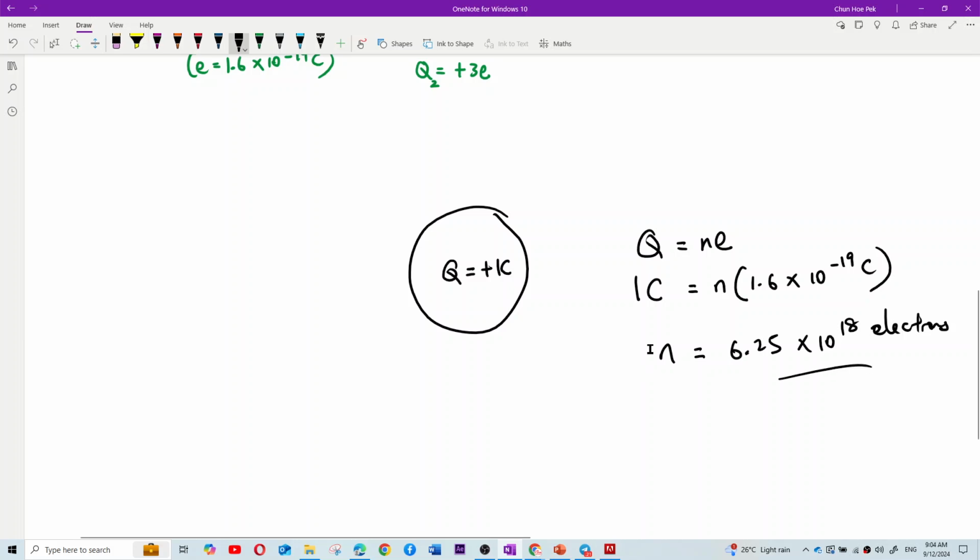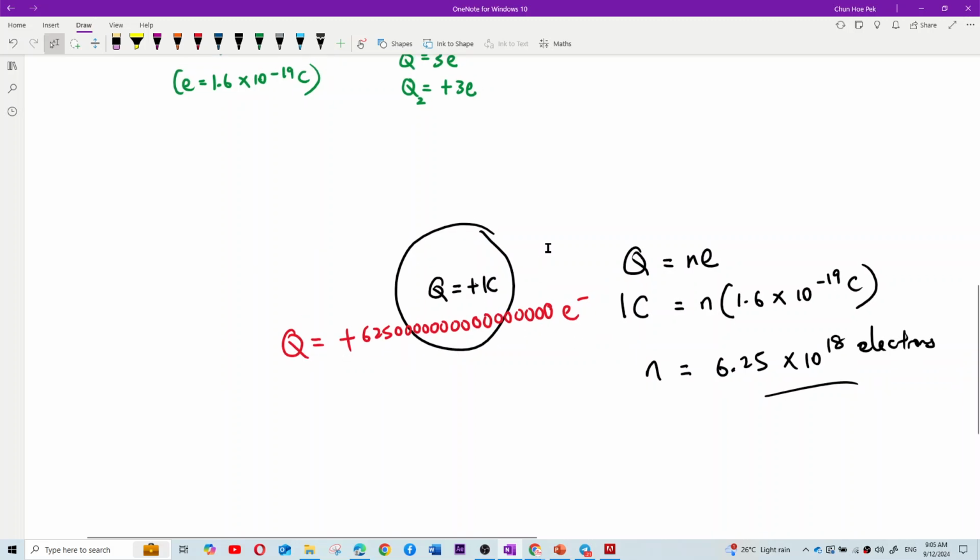That means if this charge is 1 Coulomb, it has 6.25 exponent 18 electrons. If it is positive 1 Coulomb, that means it lost this amount of electrons to elsewhere. It has lost that many electrons in this 1 Coulomb. That is what 1 Coulomb means. Okay, good.